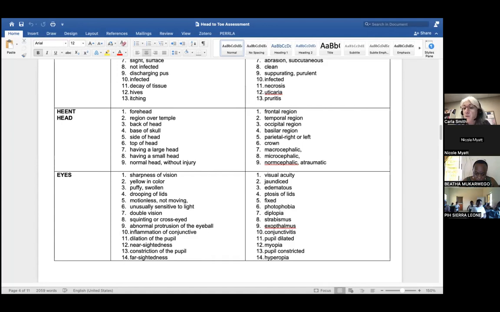Looking at the eyes, we want to measure visual acuity. We also want to determine if there's any jaundice in the sclera. Are the eyes edematous? Is there ptosis of the lids? Is the patient complaining of double vision or diplopia? Is there a strabismus? Exophthalmos, do the eyes appear to be protruding? Okay, look at those pupils. Are they dilated? Are they constricted? Are they fixed?